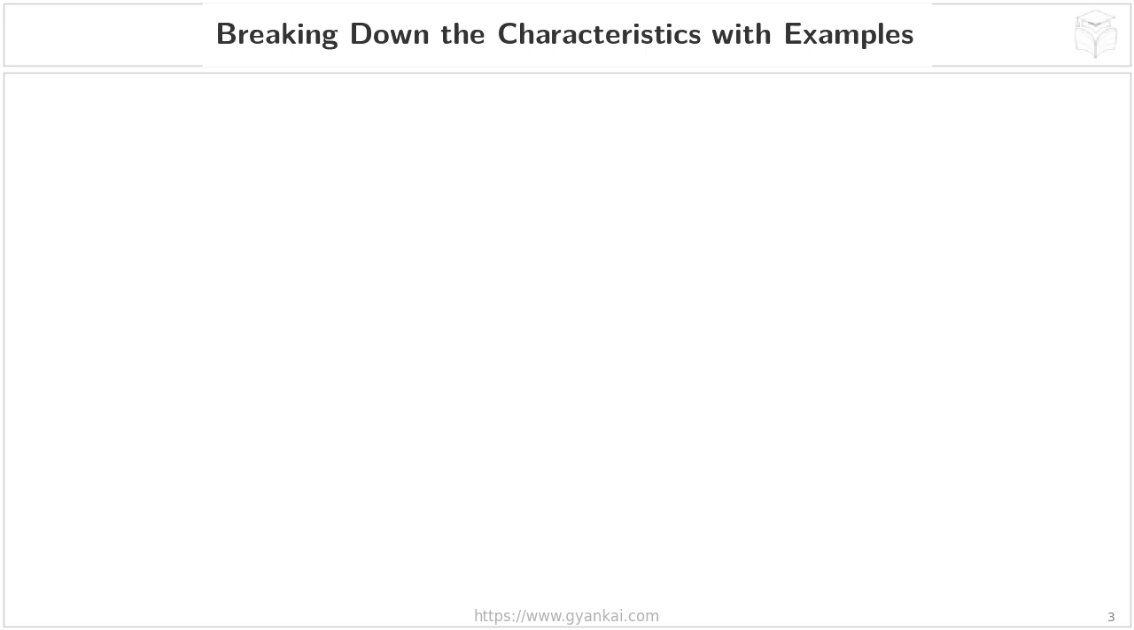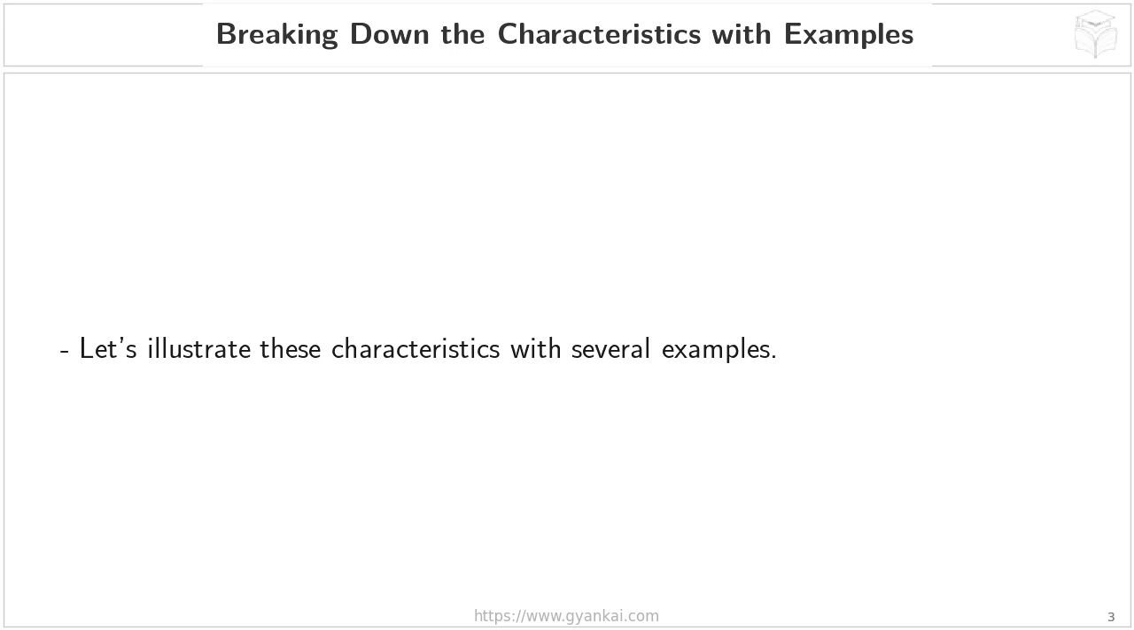Breaking down the characteristics with examples. So we've now established what it means for two sets to be equal: same number of elements, and those elements have to be identical regardless of order. Now, to really solidify our understanding, let's move on to looking at some examples. This slide simply states that we're going to illustrate those characteristics, the ones we just discussed, with several examples. We'll start with sets that are equal, so you can see those conditions met. Then, we'll look at sets that are not equal, so you can clearly identify where things go wrong.